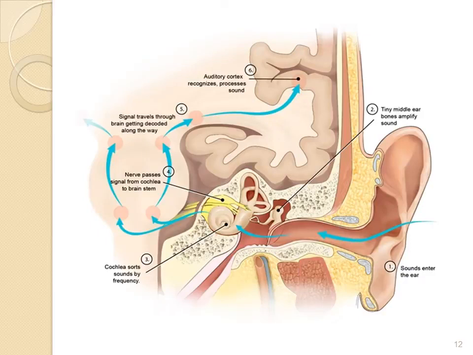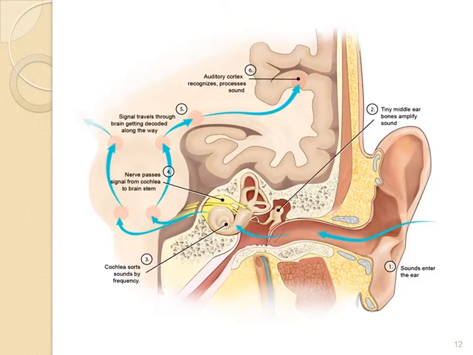In this picture, you can see the steps of transferring sound from the outer ear until it reaches the brain. First, we collect the sound from the outer ear and pass it through the auditory canal to reach the tiny middle ear, which contains bones that are responsible for amplifying the sound. After it is amplified, it reaches the cochlea.